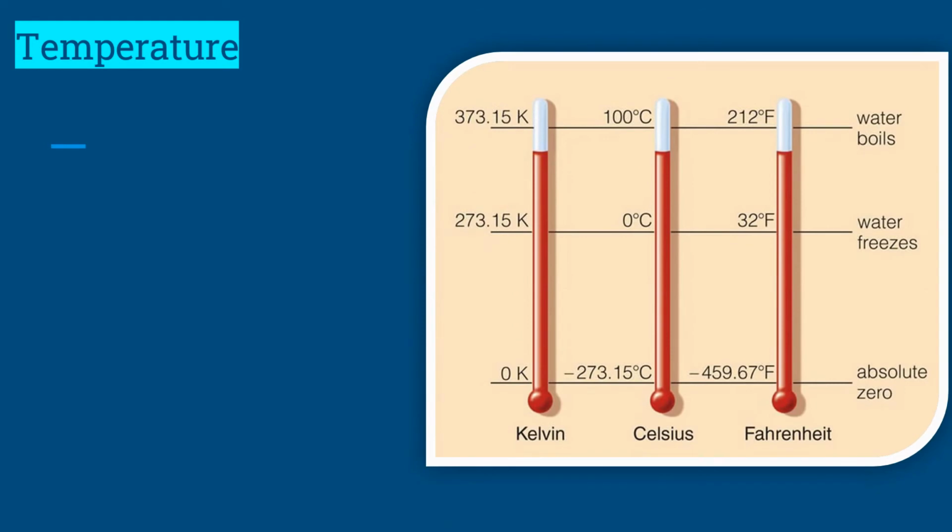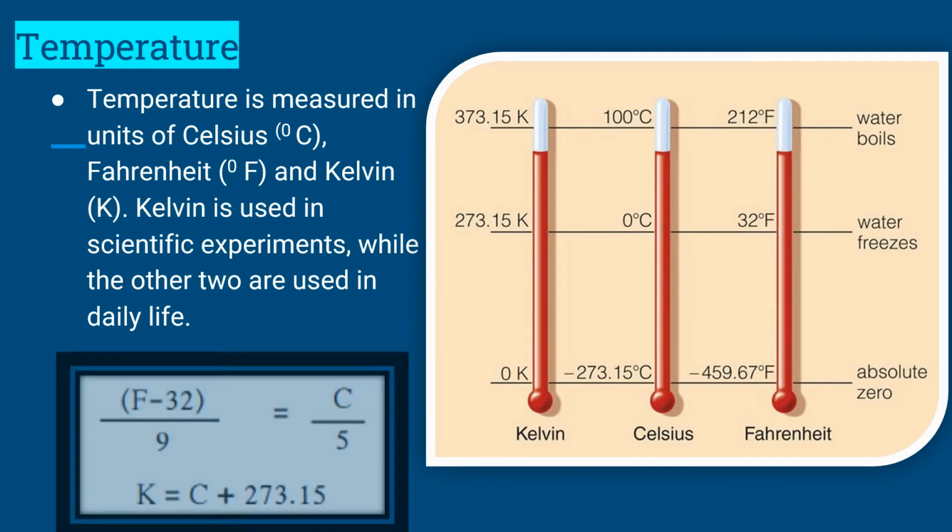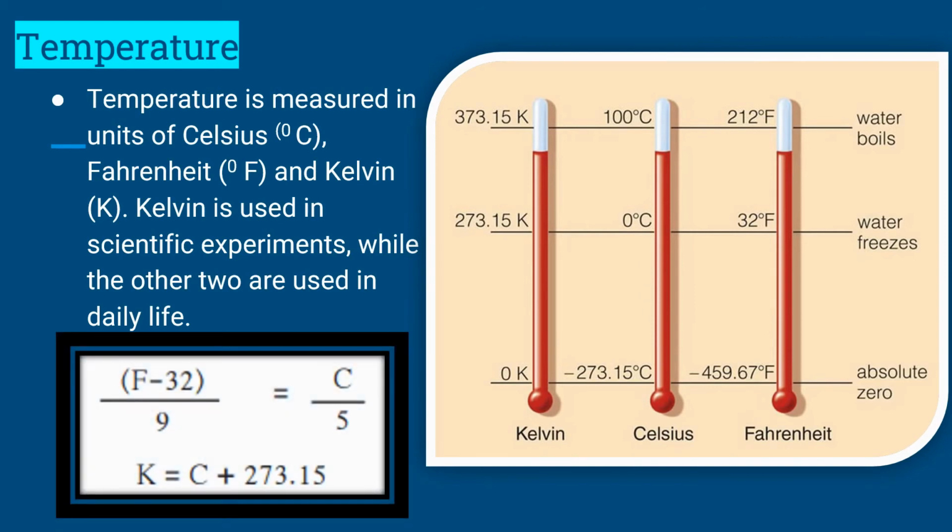Temperature is measured in units of Celsius, Fahrenheit, and Kelvin. Kelvin is mostly used in scientific experiments, whereas Celsius and Fahrenheit are used in daily life. The relationship between them is given by these formulas. If you want to convert Fahrenheit to Celsius, you put the value of Fahrenheit in this and you will get the value of Celsius, and vice versa. Similarly for Kelvin.